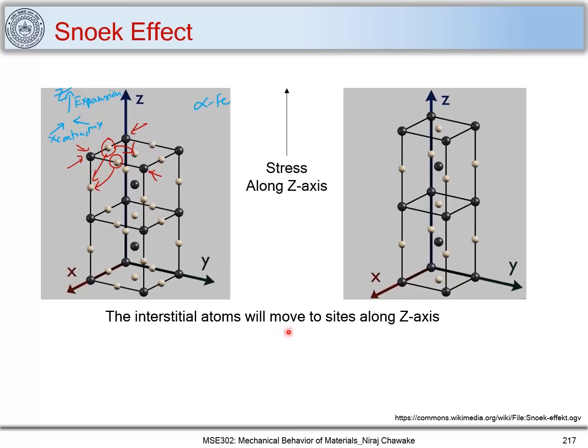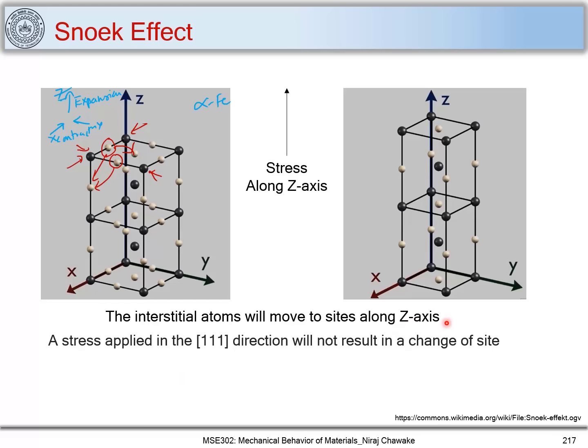So the interstitial atoms will move to the sides along the C axis, and when you apply a stress along the 1-1-1 direction, that will not result in a site change because it causes equal contraction and expansion in all three directions, X, Y and Z, and thus you will not see any change of sites for carbon atoms.